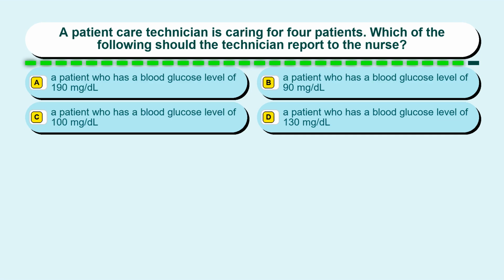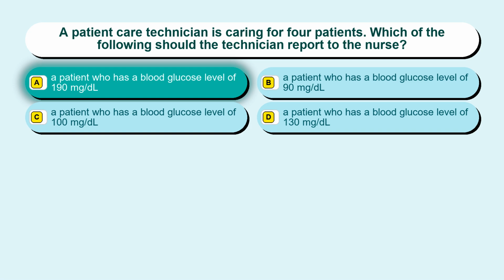Question 12. A patient care technician is caring for 4 patients. Which of the following should the technician report to the nurse? Option A. A patient who has a blood glucose level of 190 mg/dl. Option B. A patient who has a blood glucose level of 90 mg/dl. Option C. A patient who has a blood glucose level of 100 mg/dl. Option D. A patient who has a blood glucose level of 130 mg/dl.